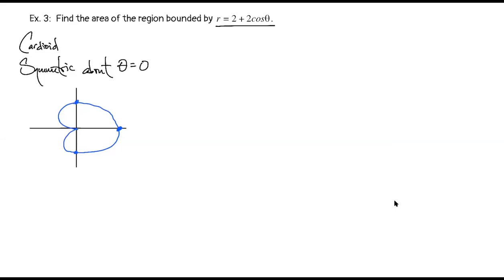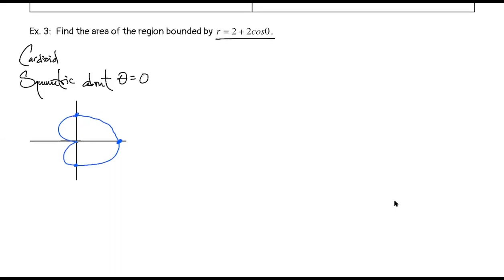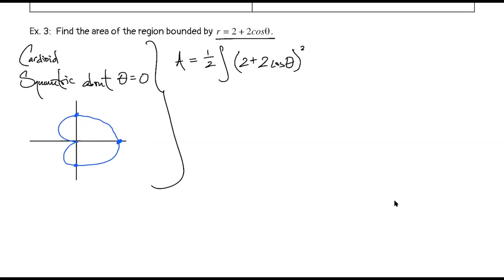So let's set up this equation for our area. So area is going to be, I like to pull the 1/2 out to the front right away, but you don't have to. Some people like to keep it on the inside of the integral. But I'm going to go 1/2 the integral from alpha to beta, and let's talk about those in a moment, of r squared. Mental note, when you have to square this r, you better FOIL, you better not distribute, okay?